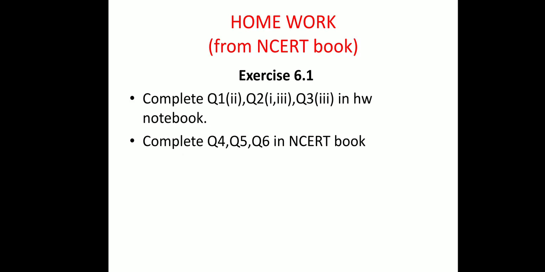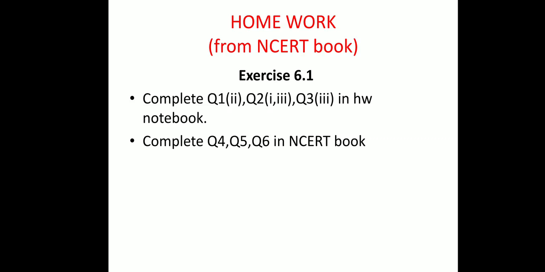Next, a few questions are to be done in the book also, like complete question number 4, 5 and 6 in the NCERT book. In these questions which are to be done in the book only, you are supposed to observe the pattern and just complete those patterns in your book. You will be able to easily do it. And question number 1, 2 and 3 are definitely based on the concepts which I have covered in this lecture.